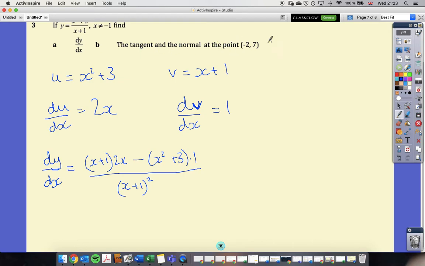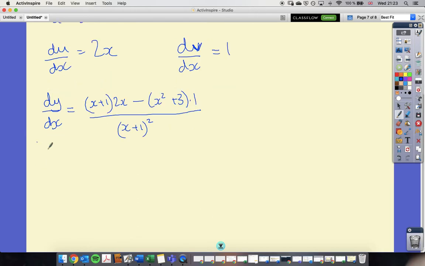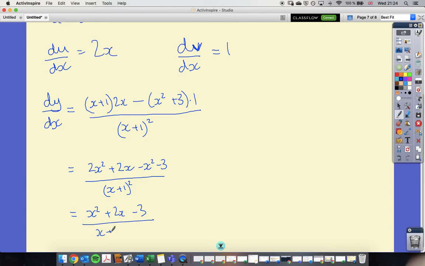I'm going to need to use this a little bit, so I'm going to tidy this up a bit for us before we do any more with it. So let's multiply that out. That is 2x squared plus, sorry, this tablet is lagging a little bit, plus 2x, and minus x squared minus 3. And then that will end up being x squared plus 2x minus 3, all divided by x plus 1, all squared. Okay, that's my derivative.